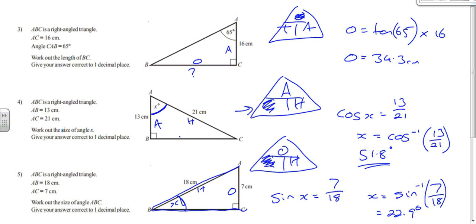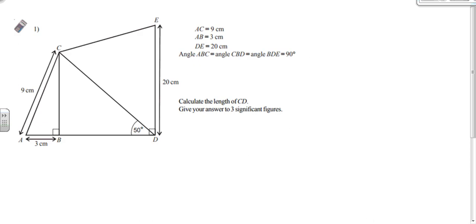Again, well done if you got that. Now, this is how the questions are more likely going to be asked. So we've got to work out length CD. There's a bunch of information here. We might not need all of it. We might need all of it. But what we've got to do is decide which bits and pieces we need. And it will try and trick us by chucking in information that we don't need.